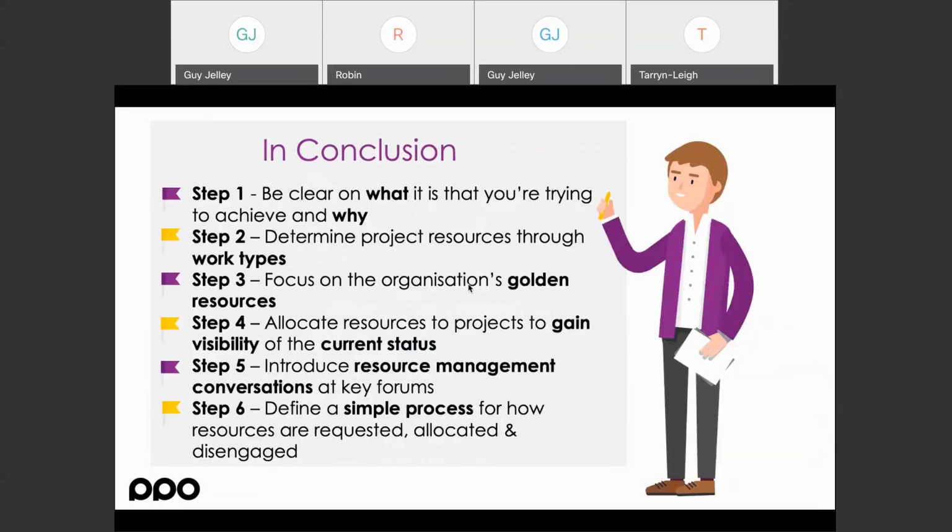So in conclusion, the 6 steps that I recommend: be very clear on what it is that you're trying to achieve and why you're trying to achieve it. If it's resource capacity planning versus utilization, understand why. What is it that's causing that pain and frustration, so that as we progress on this journey, we can keep reminding ourselves and stick to that. Determine the work types. That's a key step in the process, because people will underestimate the amount of BAU time that people need to spend, and they'll consider that projects are not moving fast enough, but the BAU time is significantly more than what they think it is.